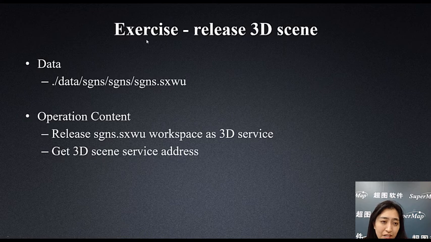Okay, so that is our exercise to release a 3D scene. I have given you the sgns.sxw, and then let's publish this 3D scene again and release. Publish this 3D scene as a 3D service and get a 3D scene service address. So let's do this exercise.